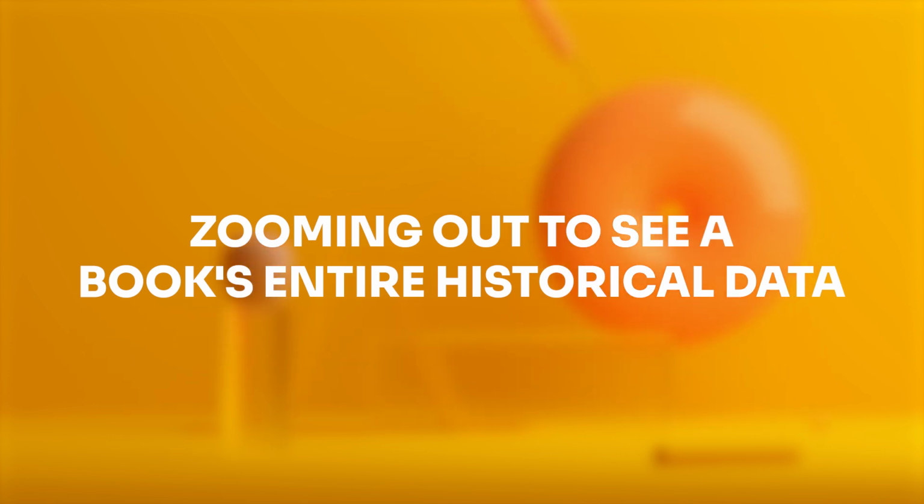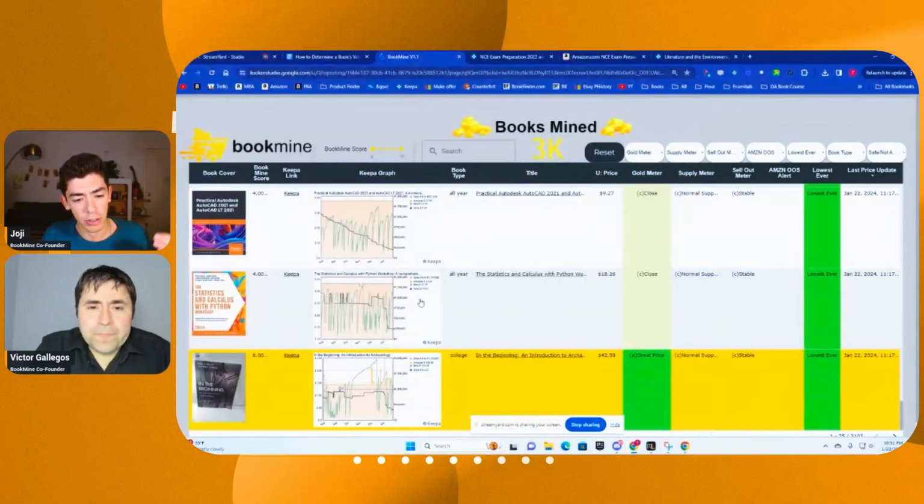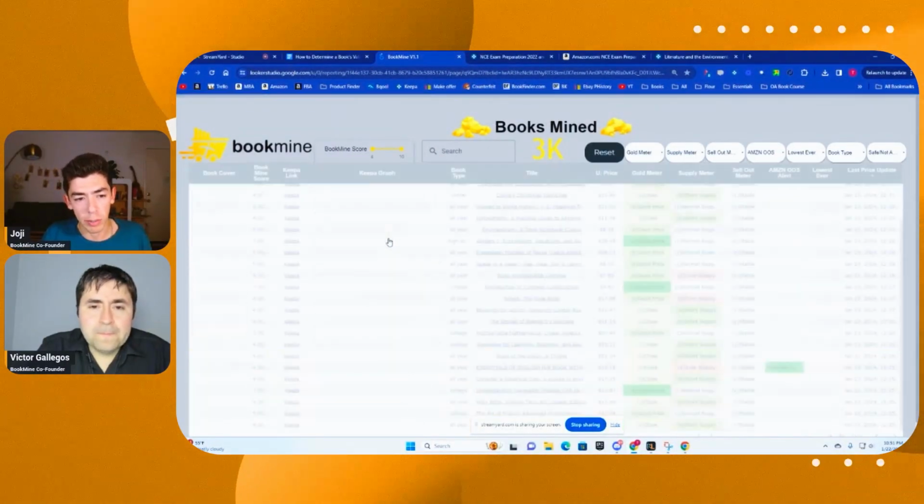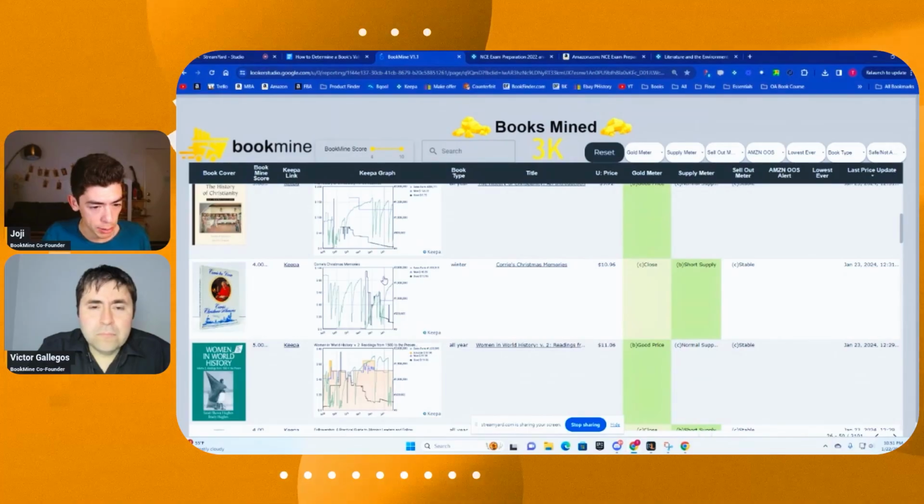Okay, guys, the last thing that we want to tell you here is that zooming out of the Keepa graph to see the book's entire historical selling data is also going to be very important, because when you guys are over here on BookMine and seeing a bunch of different books, we're only going to be able to show you a snapshot of the last 6 months of Keepa.